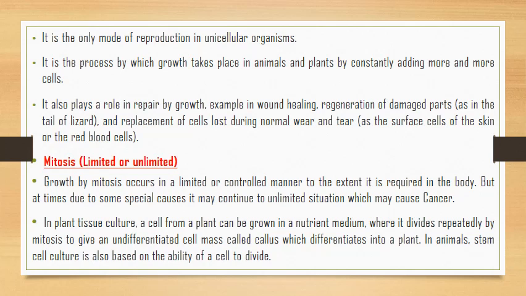Mitosis: limited or unlimited. Growth by mitosis occurs in a limited or controlled manner, to the extent it is required in the body, but at times, due to some special causes, it may continue to an unlimited situation, which may cause cancer. In plant tissue culture, a cell from a plant can be grown in a nutrient medium where it divides repeatedly by mitosis to give an undifferentiated cell mass called callus, which differentiates into a plant. In animals, stem cell culture is also based on the ability of a cell to divide.